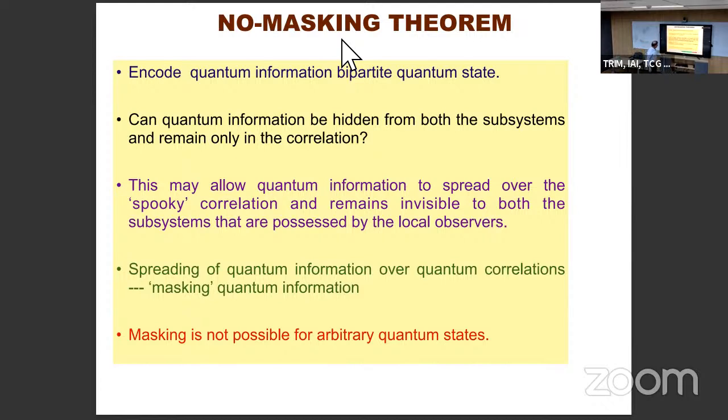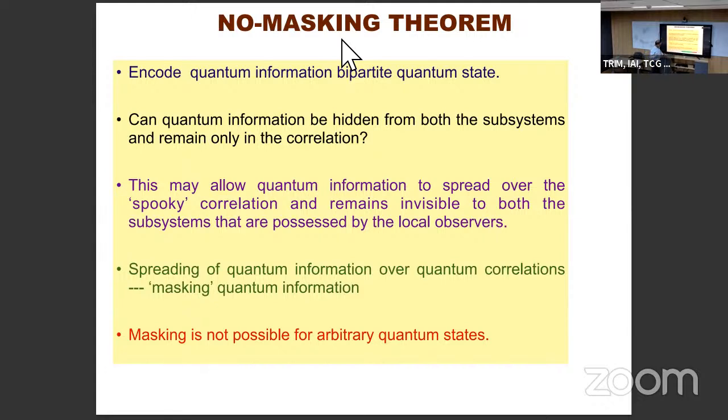Typically, when you want to store information, you need a physical system. You take a qubit, you encode some information there. You take another qubit, encode some information here. So information is essentially encoded in the physical state of the quantum system. But now, what we're trying to think is the following: we take a single qubit, we map it to a joint state of a larger system, with the requirement that this and this don't contain any information. Only it is somehow kept in the correlation, the spooky correlation, or in the entanglement between this and this. Is it allowed or not allowed?